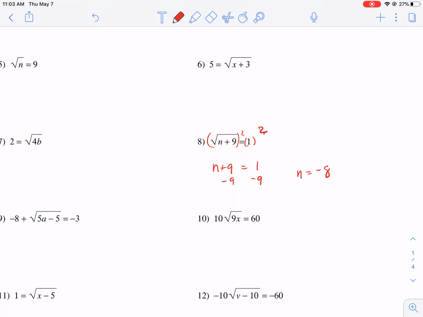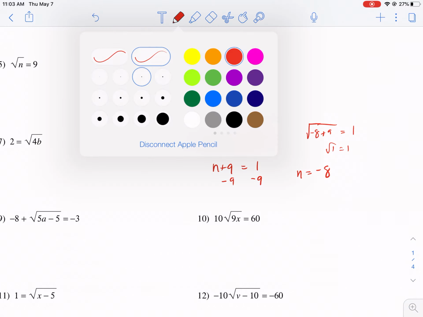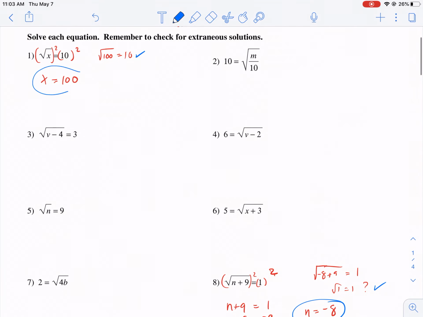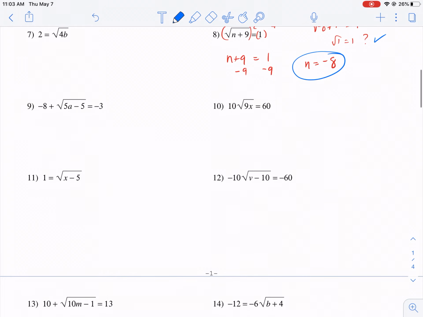So we need to plug this back into the original problem. We get -8 plus 9. Is that equal to 1? We have the square root of 1. Does that equal 1? And the answer is yes. So here we have our solution. n equals -8 is our answer. x equals 100 up there is our answer.